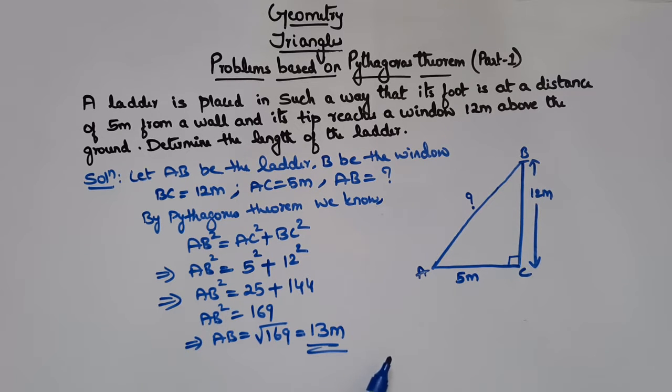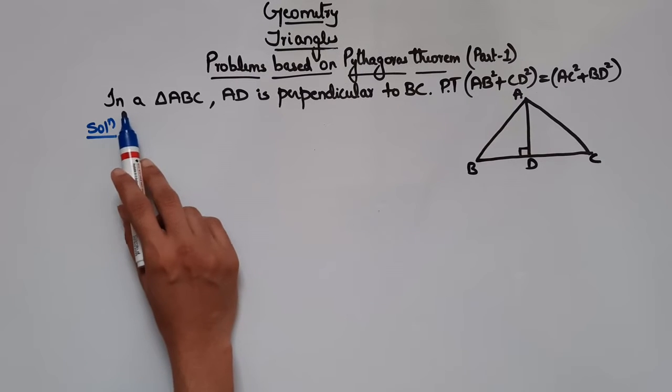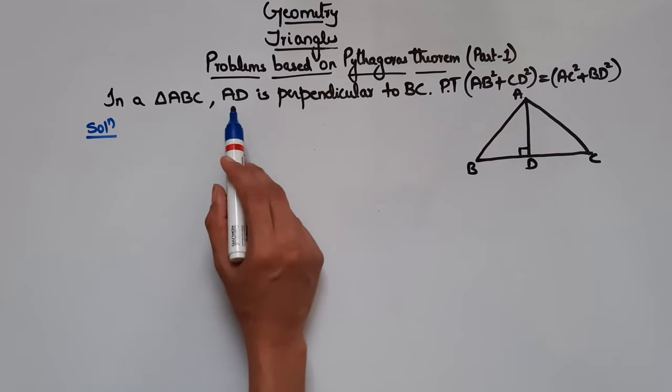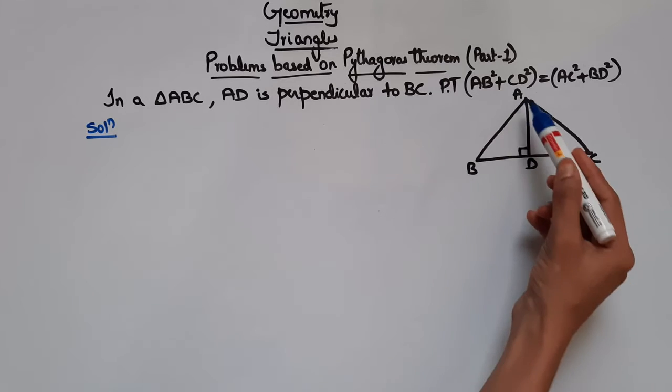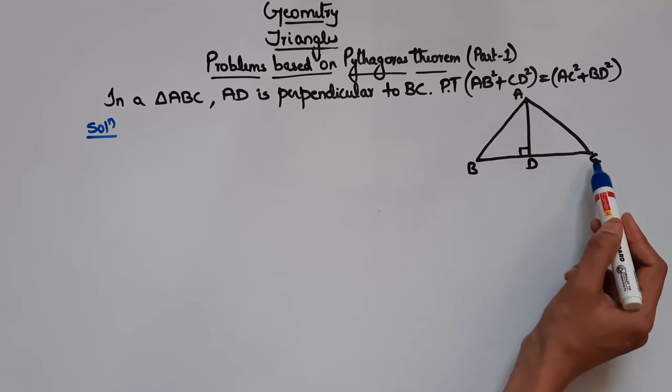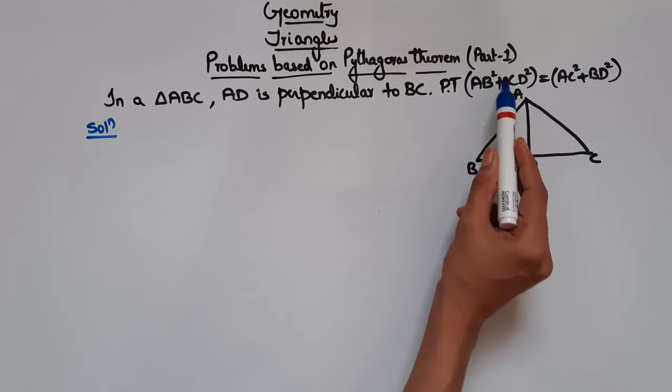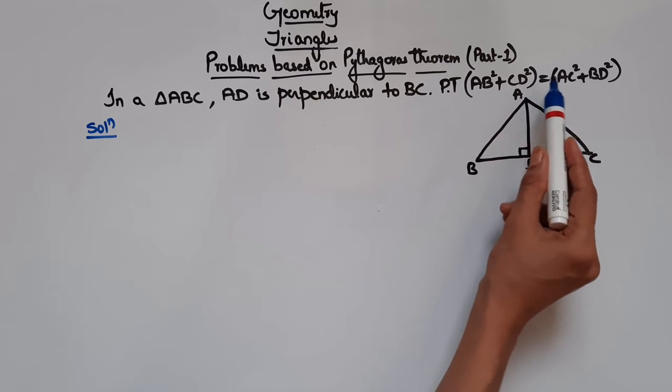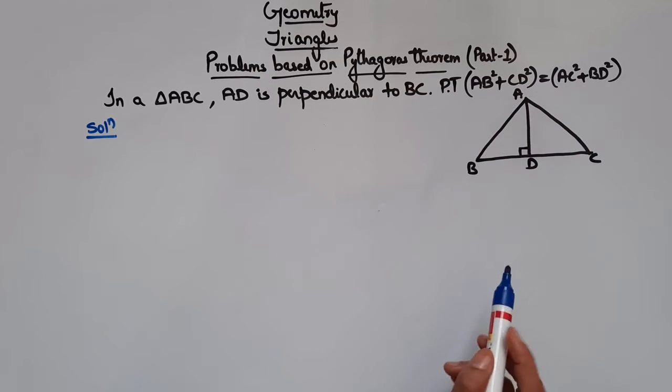Now let's see one more problem. In a triangle ABC, AD is perpendicular to BC. Prove that AB square plus CD square is equal to AC square plus BD square.